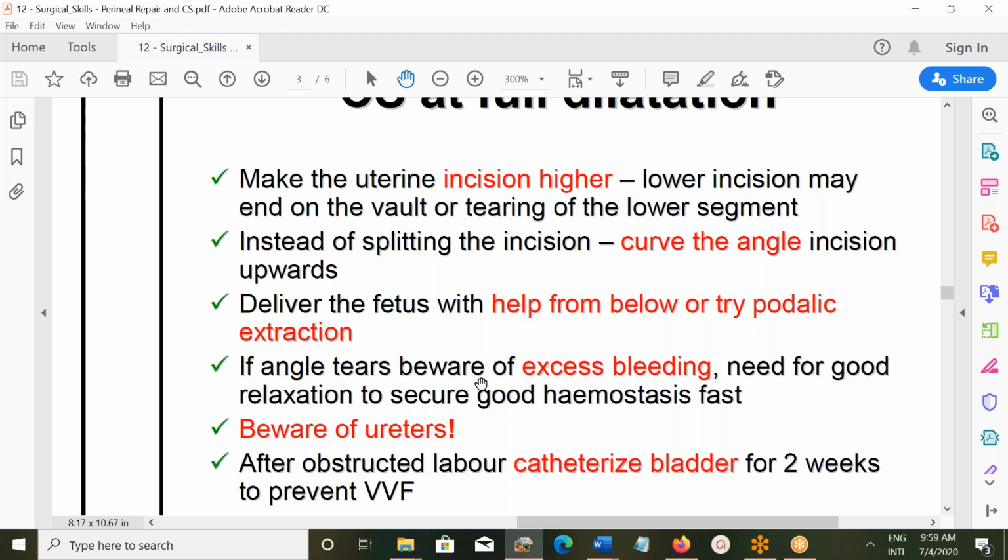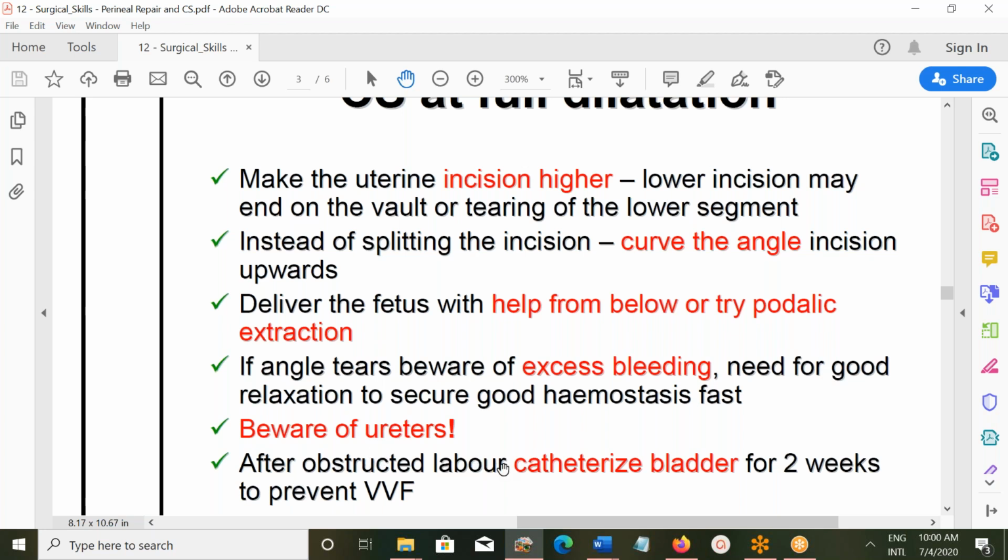If the angle tears, then you should be aware of excess bleeding and the need for good relaxation to secure good hemostasis fast. So arrest the bleeding and then go forward. You should also be very careful about the location of the ureters.